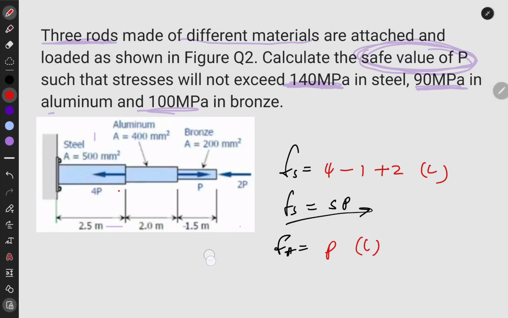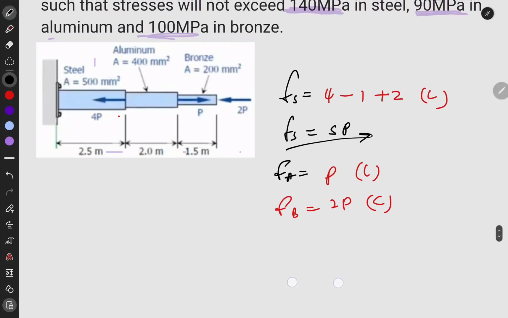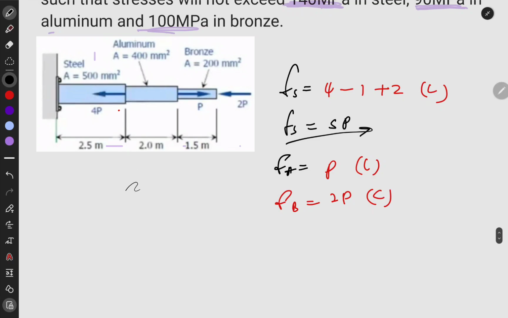So then I move to the next section. I cut here, and the only force that I see from my right end is 2P. So the force on bronze is going to be 2P. It's also compression. If it had been tension, it would have had a T, but it didn't. Okay, then what else? We know that stress is equal to force over area.